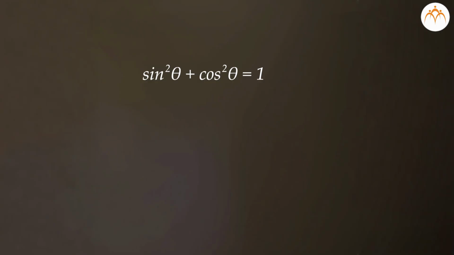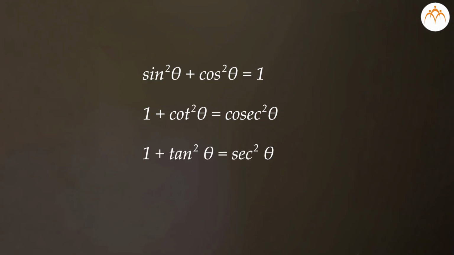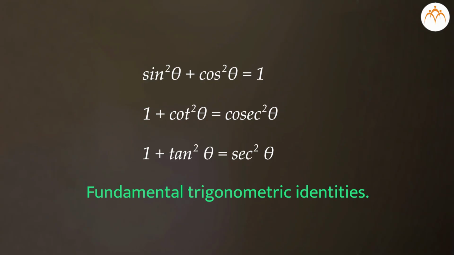Sin square theta plus cos square theta is equal to 1, 1 plus cot square theta is equal to cosec square theta and 1 plus tan square theta is equal to sec square theta are the fundamental trigonometric identities. Now, let's solve some examples with the help of these identities. We have learned how to find solutions using the K method. Now, let's find solutions to some examples with the help of fundamental identities.